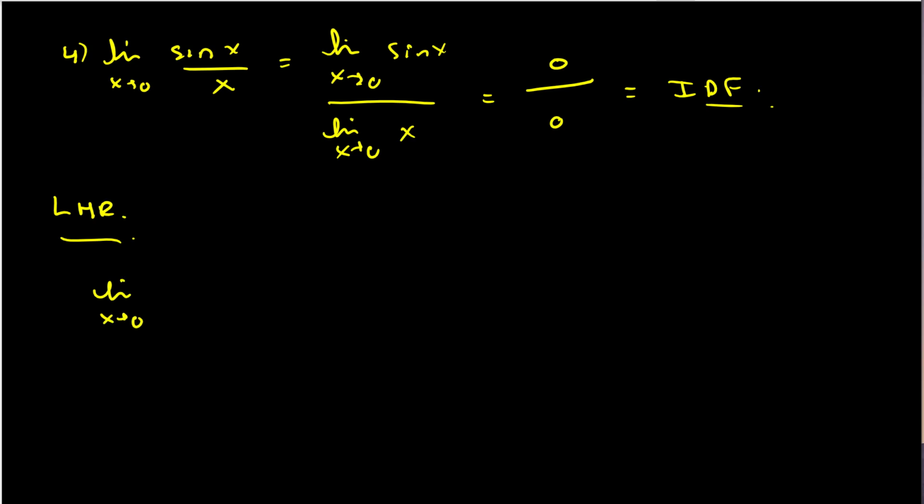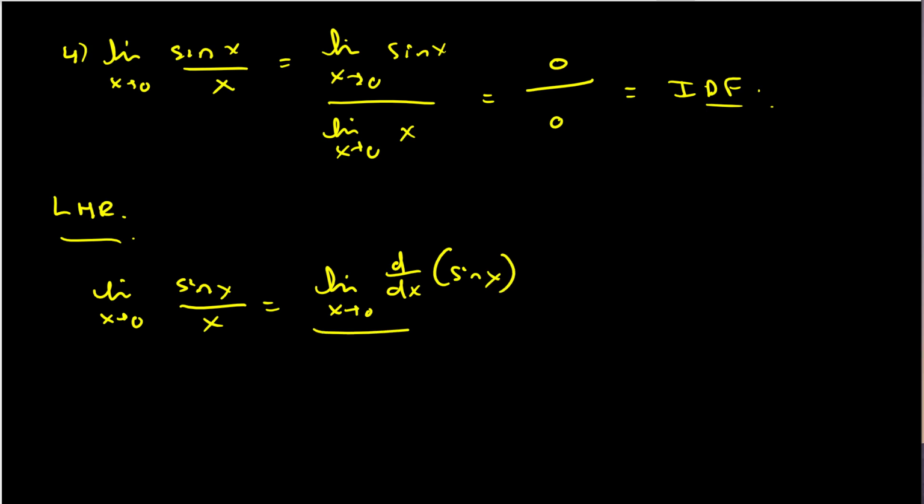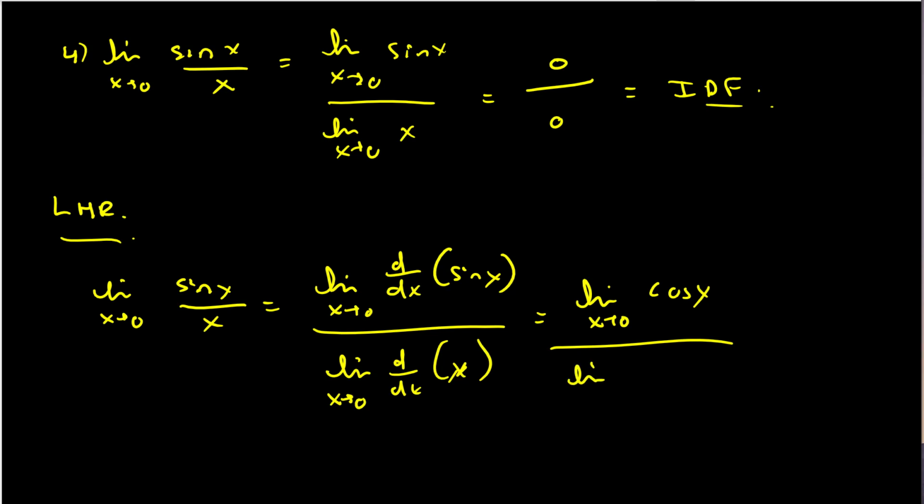We have limit as x tends to 0, sine of x over x equals the limit as x tends to 0. We take the derivative of the top, sine of x, and then limit as x tends to 0, the derivative of x on the bottom. Well, we get limit as x tends to 0. The derivative of sine x is cos x. And on the bottom, the derivative of x is 1. So cos 0 is 1. And on the bottom, we have 1. So the answer is 1.